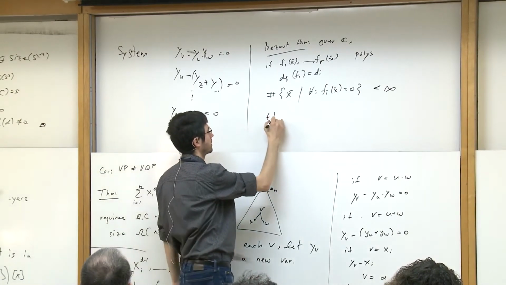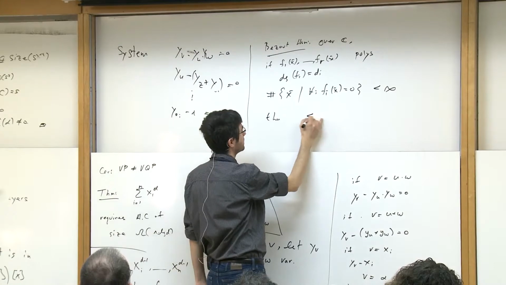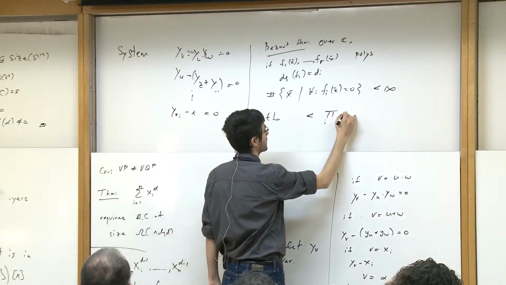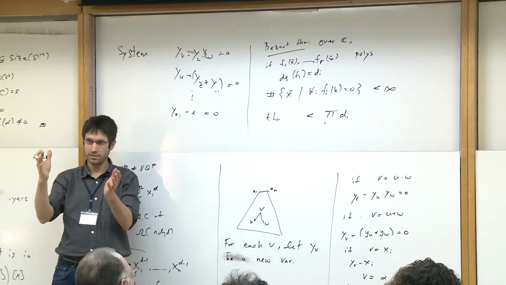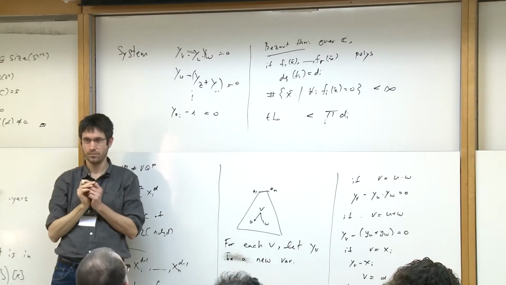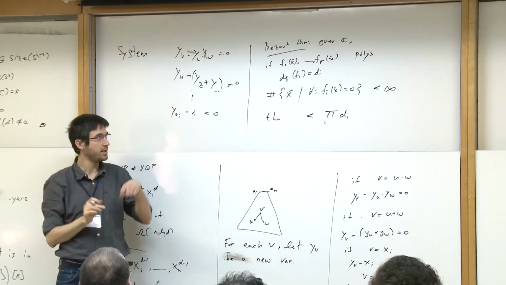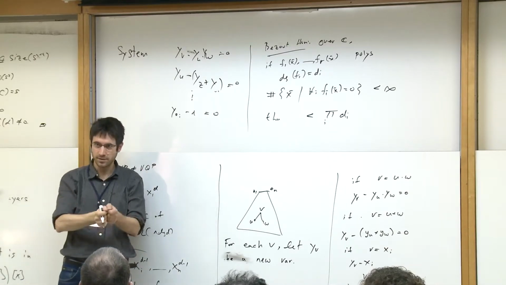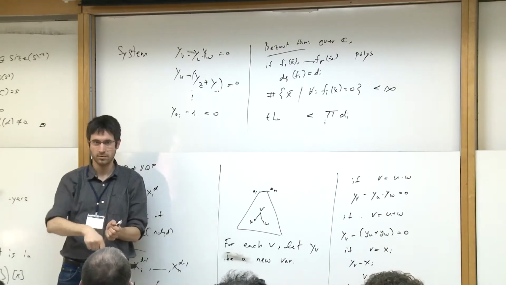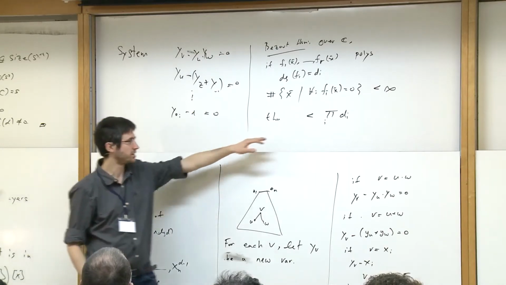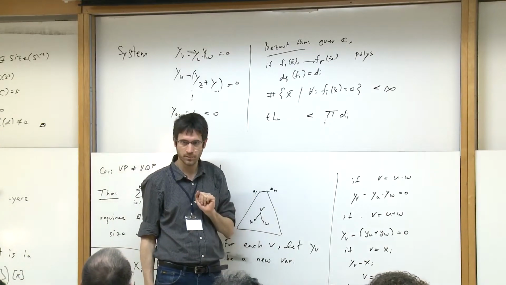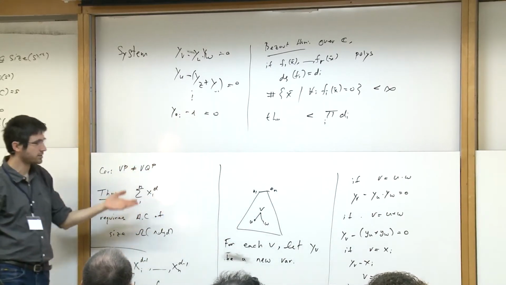then this number is at most the product over i of di. Okay? If it's not infinite, then it's small. It can be infinite, for example, if all the polynomials have some common factor. But if this number is finite, then it is bounded by the product of the degrees. Okay, so let's go back to our system of equations.